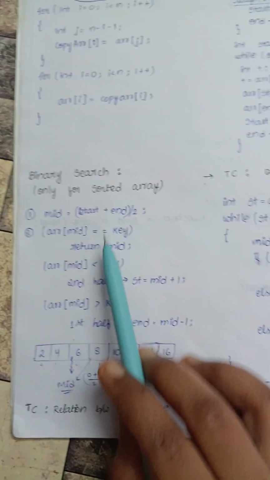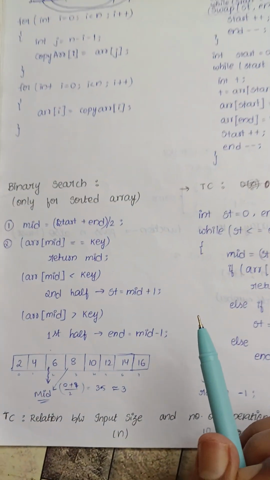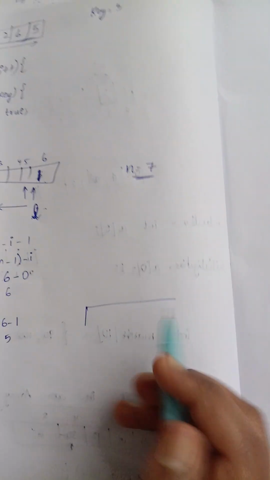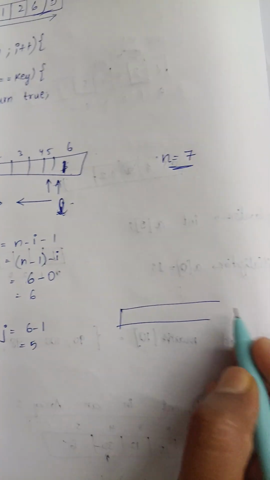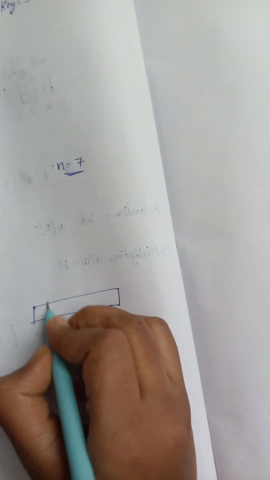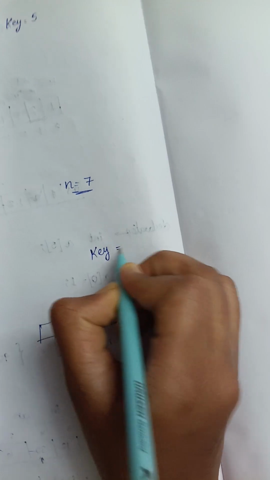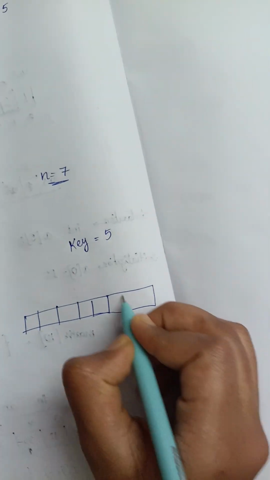And this is binary search. To implement binary search, this is the best way. Previously we have seen how to implement linear search, right? Now we'll see how to implement binary search. Just observe what is happening here. If the key element is 5 and we have these many elements in an array.